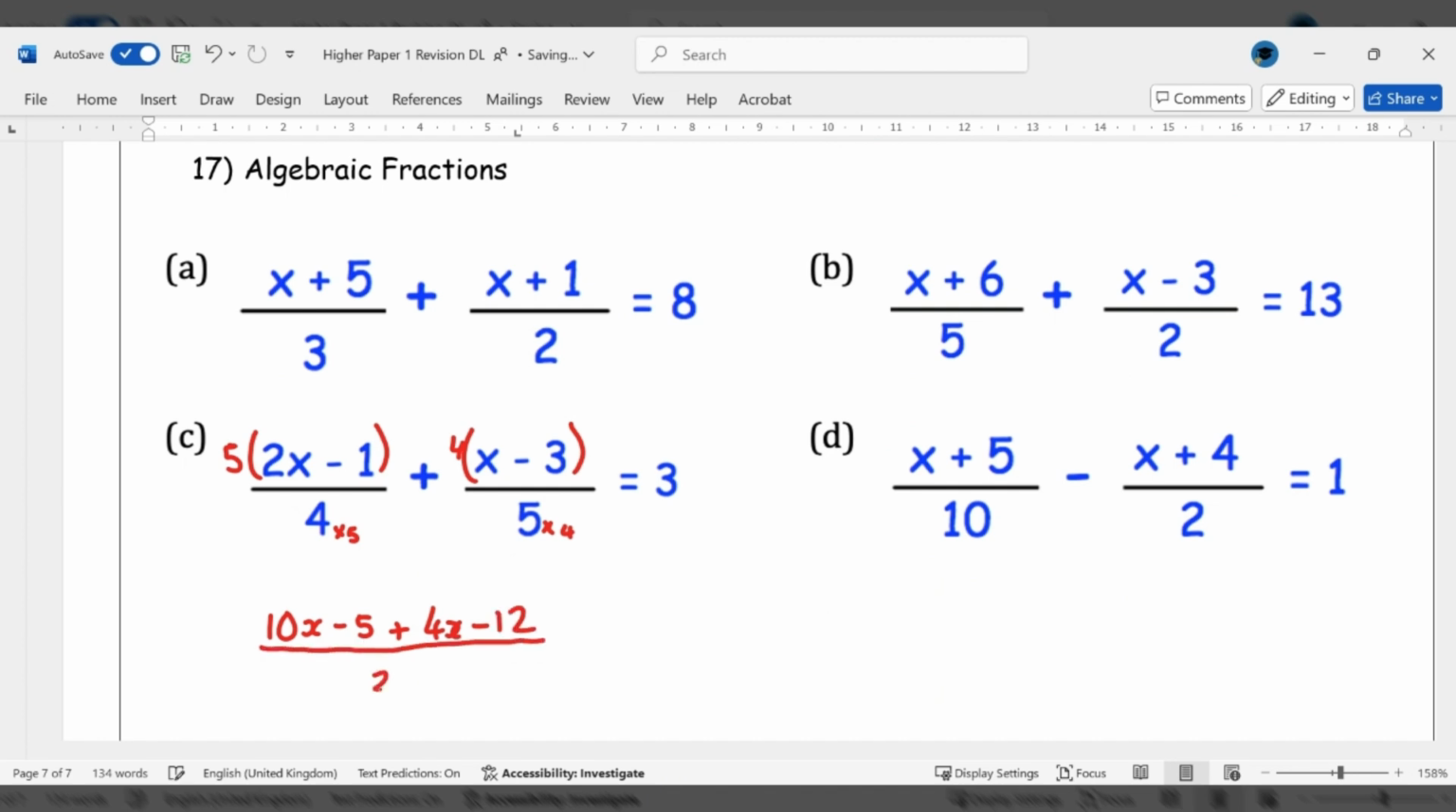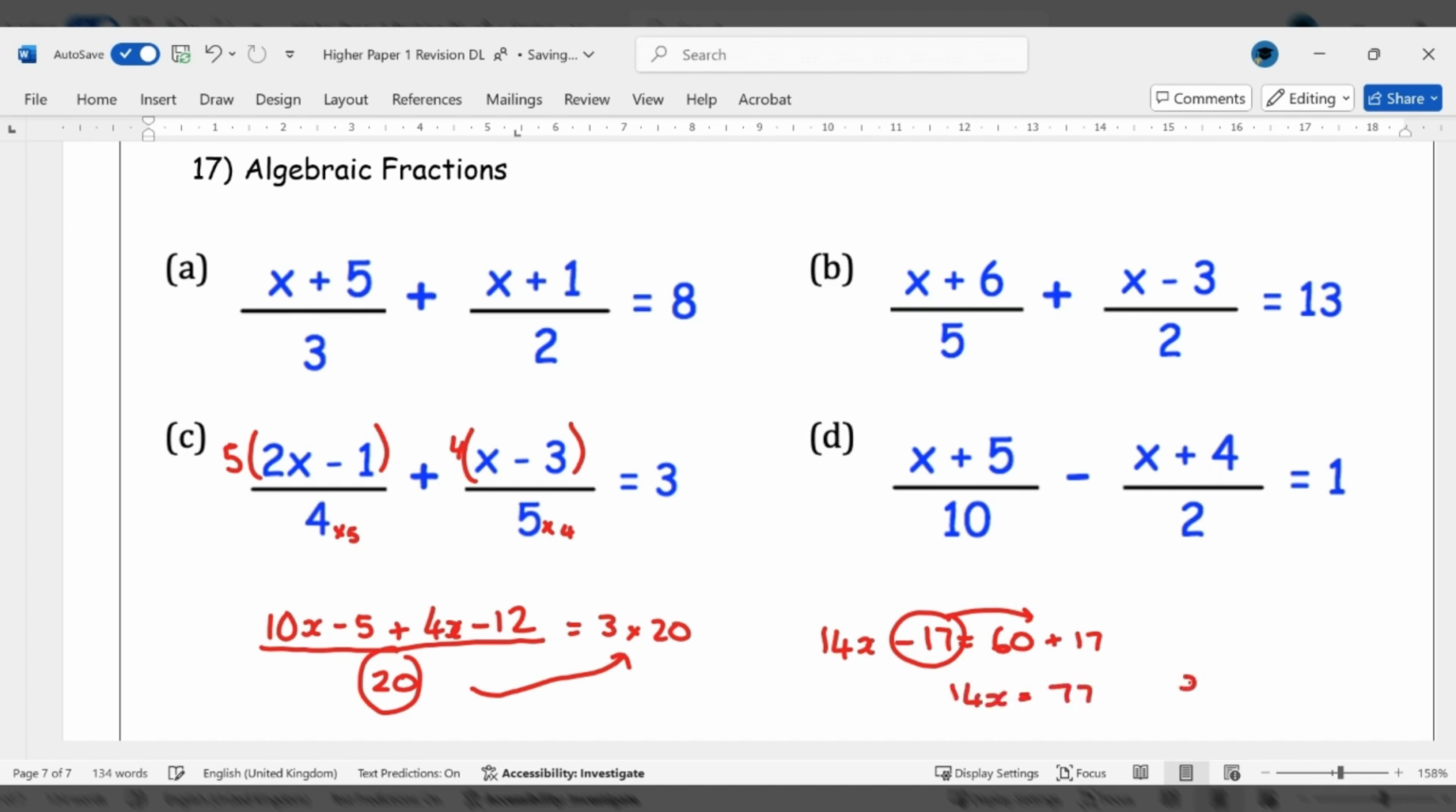And I can make it now one fraction. Because they're both 20 at the bottom, I can do that, equals 3. Then I need to take the 20 up there as a times. But also I can simplify the top. So 10x plus 4x equals 14x. And minus 5 minus 12 is minus 17 equals 60. Okay. The minus 17 will go over as a plus. So 14x equals 77. And then x equals 77 over 14.